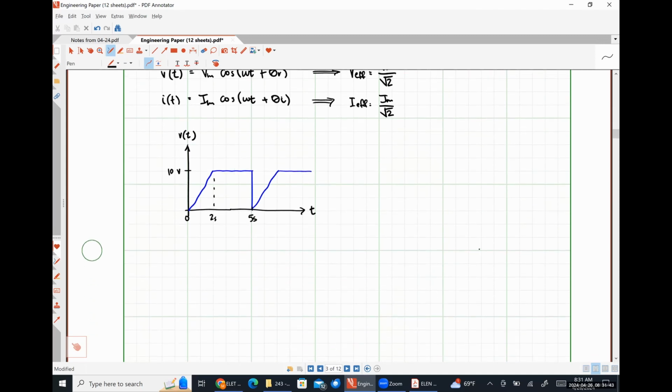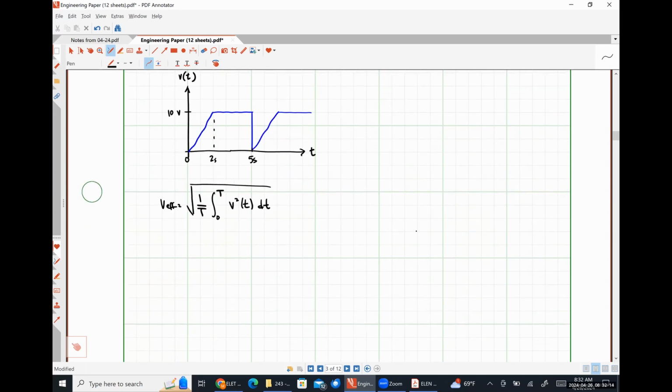So if we wanted to find the effective value of this odd voltage waveform here, we would simply apply our equation, right? So V effective, generically speaking, will be 1 over the period times the integral over 1 period of our voltage waveform squared with respect to time. So let's start working on things here.